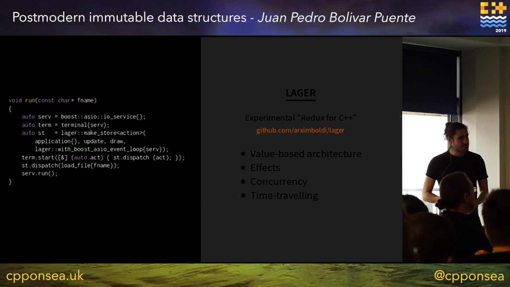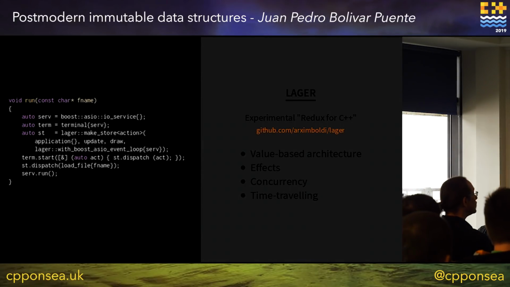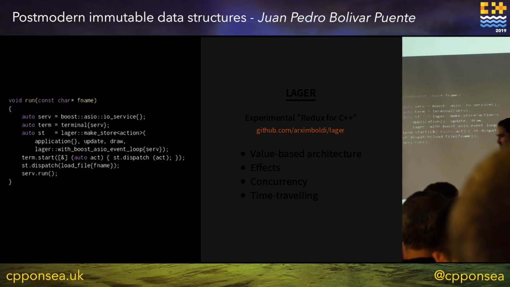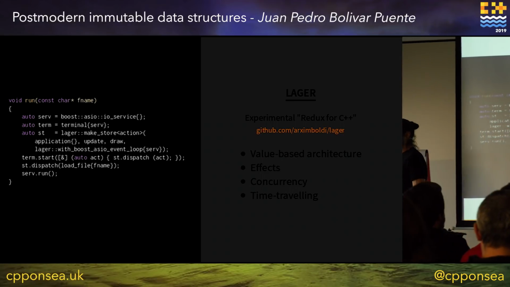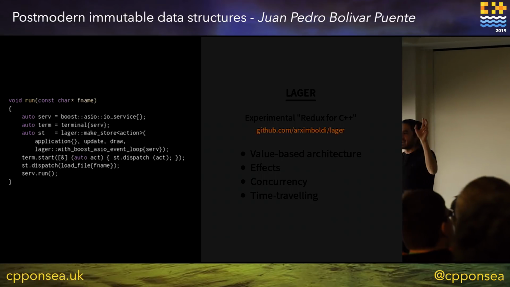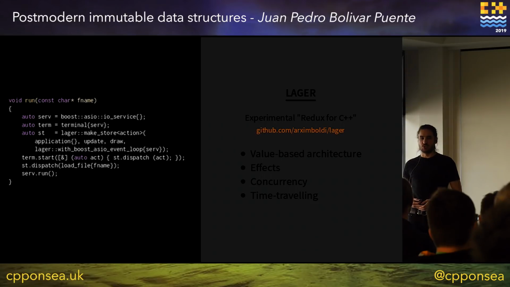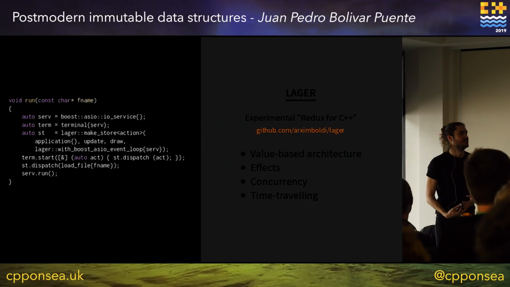Now, this make store function is part of a library that you cannot see here. You can only see this part, which is maybe the most important one. It's a library called Lager, which is basically Redux for C++. Because this model I was talking about actually is also reified in a very popular JavaScript library called Redux, which is used in combination with React.